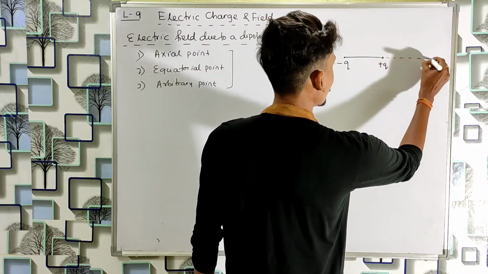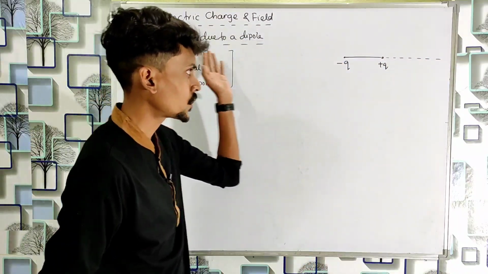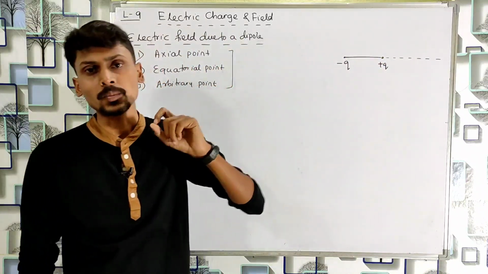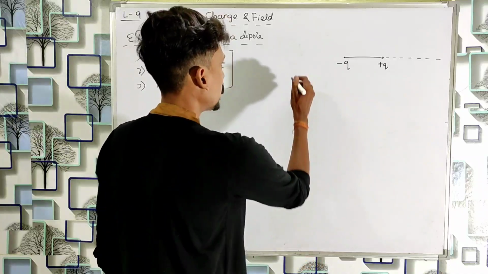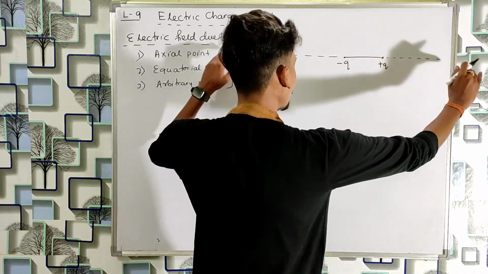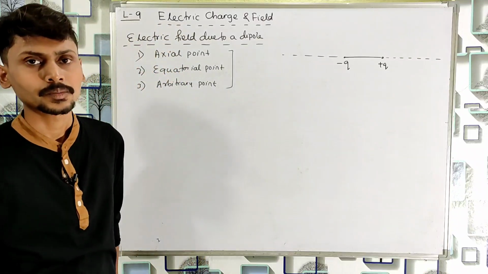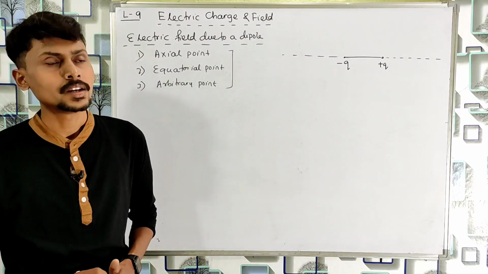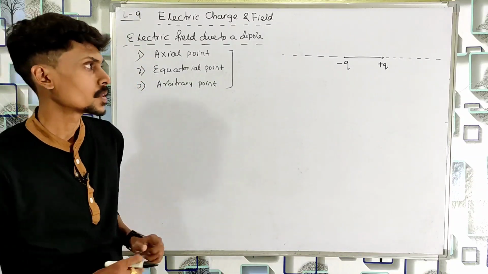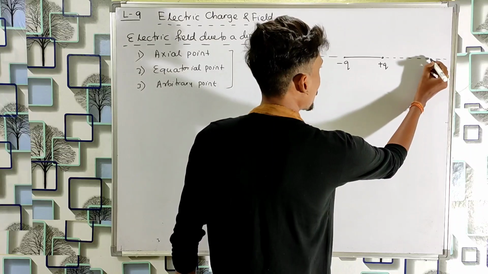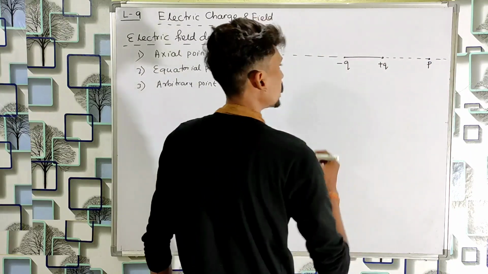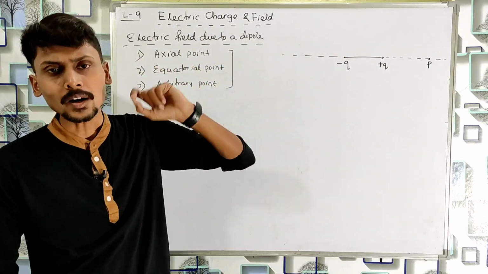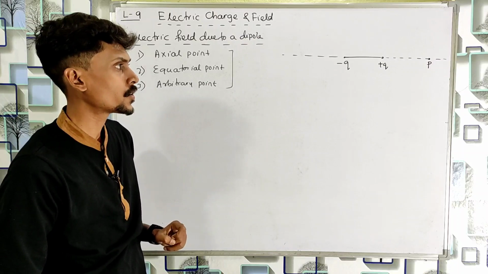If I extend the line on both sides, then that line will be known as the axis of the dipole. And any point on the axis is known as the axial point. So let me choose a point P here, and we want to find the expression for electric field at this point.